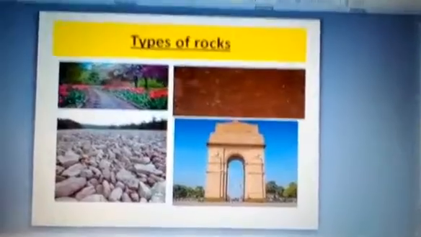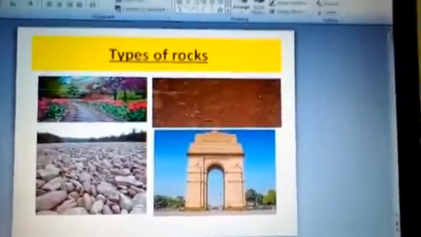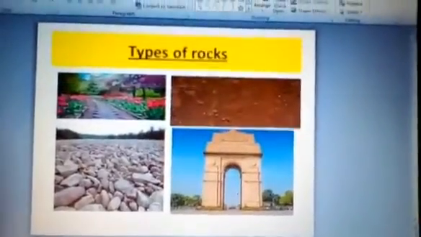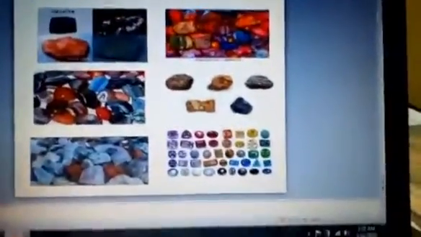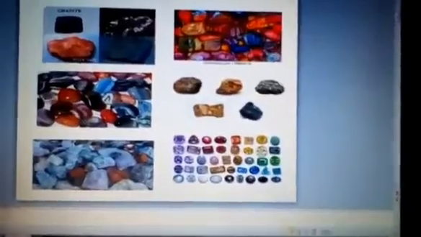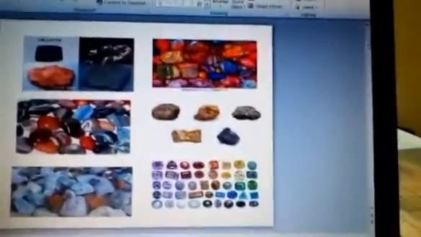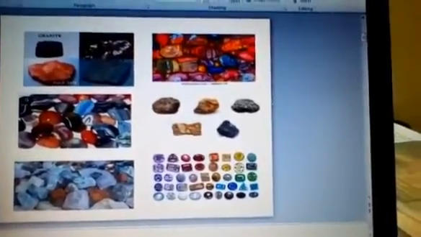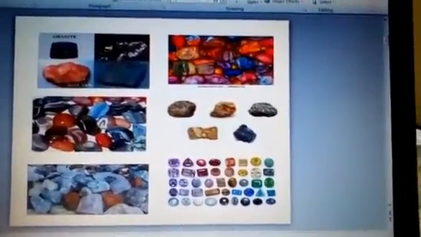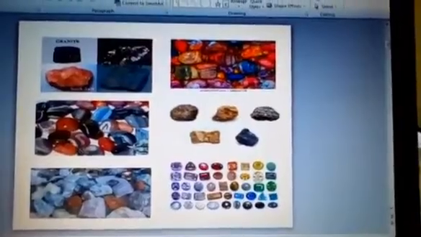Any natural mass of matter that makes up the Earth's crust is called a rock. That means sand and mud are also parts of rock. Our entire planet is made up of rocks. So rocks are of different shapes and colors, and we can define them as a combination of different kinds of minerals. They occur in various textures, shapes, and colors.